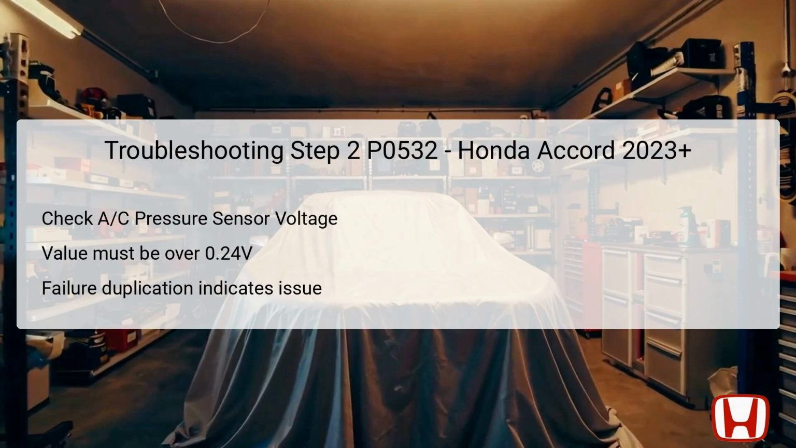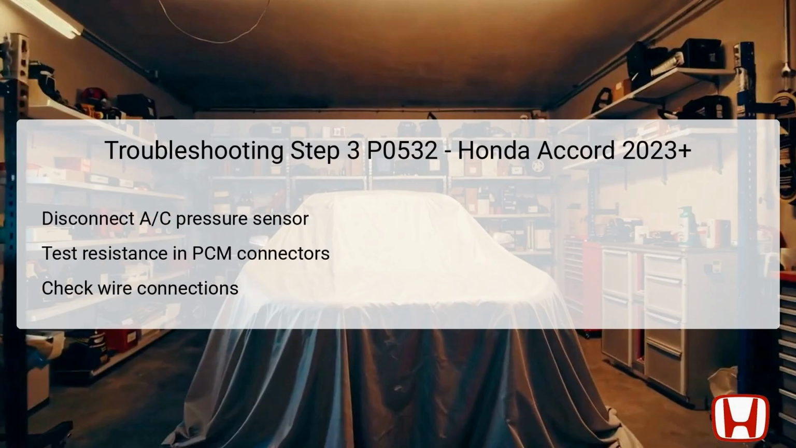This step is paramount for determining the next course of action in the diagnostic and repair process. The third troubleshooting step involves disconnecting the AC pressure sensor connector for further inspection. This disconnection allows you to isolate the sensor and examine its connections. Next, inspect the PCM connector to measure resistance to ascertain the integrity of the circuits involved.